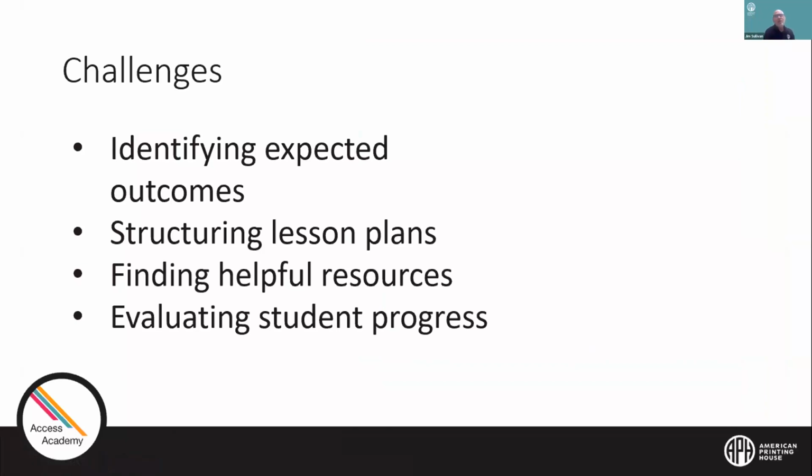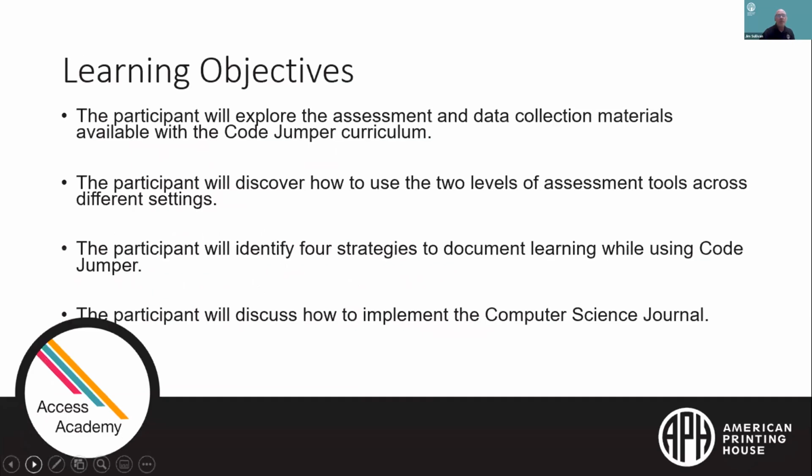So if you are using CodeJumper and you are using the CodeJumper curriculum, or you are working with a computer science curriculum, you may have a difficulty identifying expected outcomes from the curriculum, the lessons, or the tools that you're using. You may be challenged with a lack of structure in the lesson plans, finding helpful resources, and evaluating student progress. And what we are hoping to do today is to help you with some of those challenges that you might be experiencing with CodeJumper, or to give you some insight into some things that you could be doing with some of the other tools that you're using.